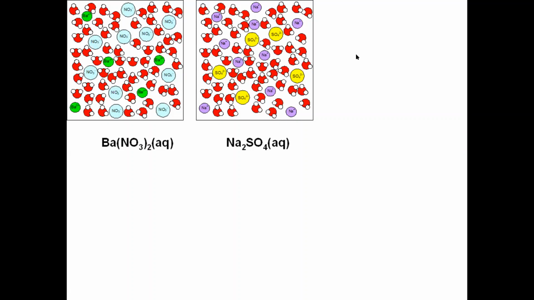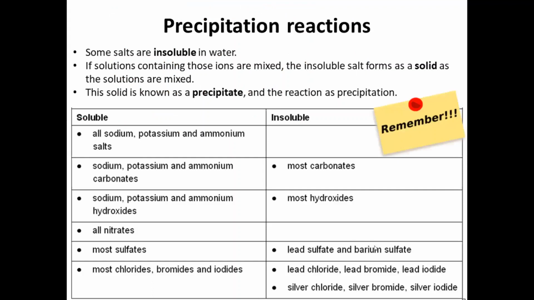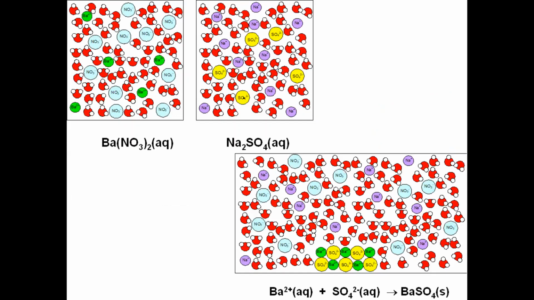Right, so an example. So we've got barium nitrate and sodium sulfate. So you saw in the previous slide, barium sulfate is insoluble. Barium sulfate is insoluble, right? So what you see in here, barium and sulfate reacted together to form the precipitate. And these guys, they're spectator ions. So they're not in the equation.